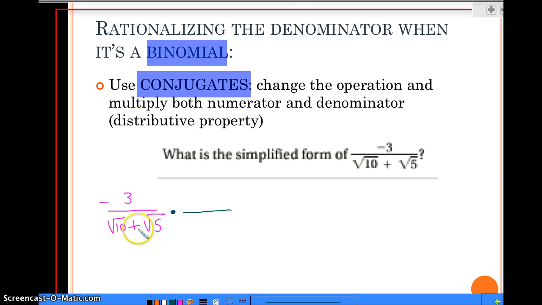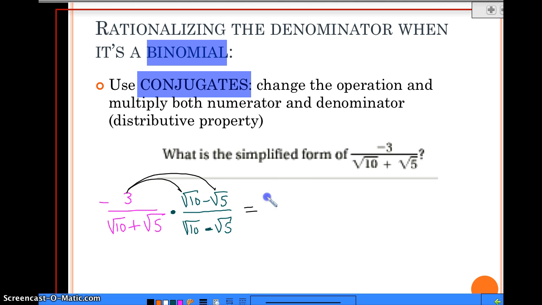The difference is you're going to multiply by the conjugate of root 10 plus root 5, which is root 10 minus root 5. So it's the same binomial. The only difference is you change whatever the sign is to the opposite. Make sure you do it to both numerator and denominator. Okay? Now, this is going to be quite a bit of work because you have to do the distributive property up here and FOIL down here.